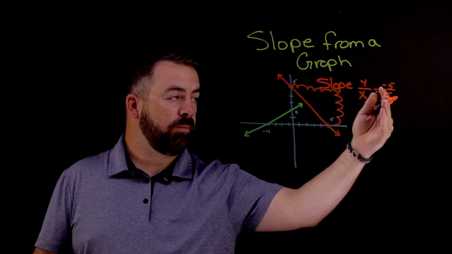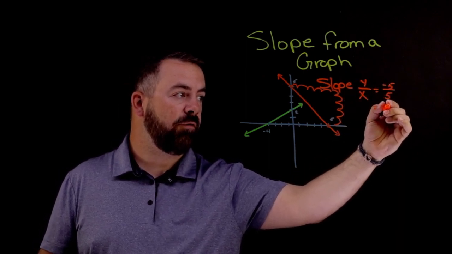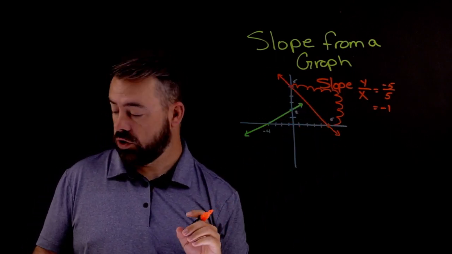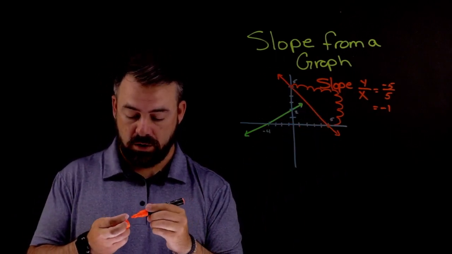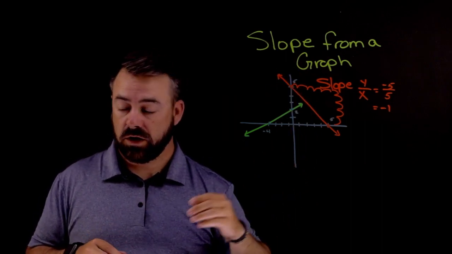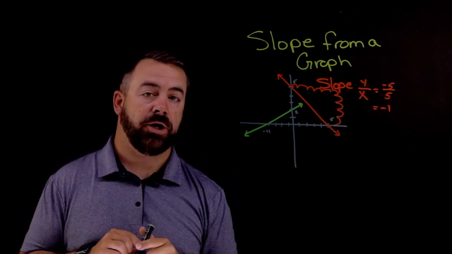And then when I go to simplify this fraction, negative 5 divided by 5 is a negative 1. So this orange line has a slope of negative 1. Remember, to the right is positive, down is negative. But you have to place the y, or the down, in the numerator.